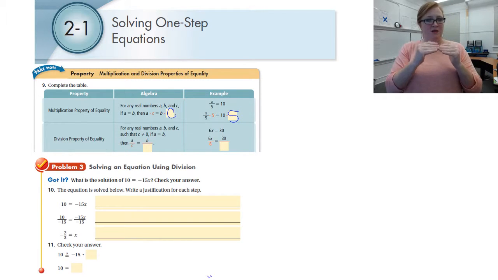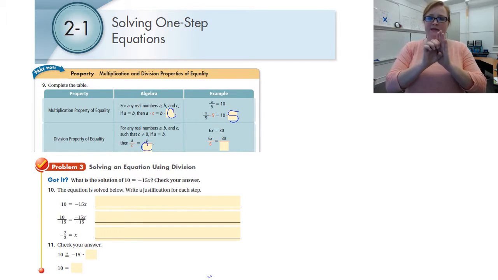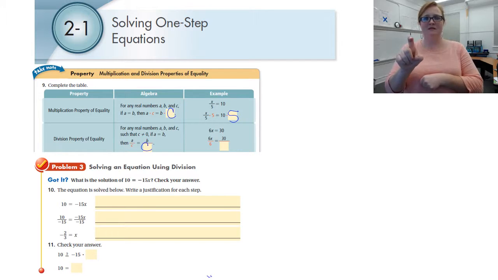Division property of equality. For any real numbers A, B, and C, if C is not equal to 0 and if A is equal to B, then A divided by C is equal to B divided by C. As an example, 6x equals 30. That is a multiplication equation. The opposite of multiplication is division. You can divide both sides of the equation by 6.